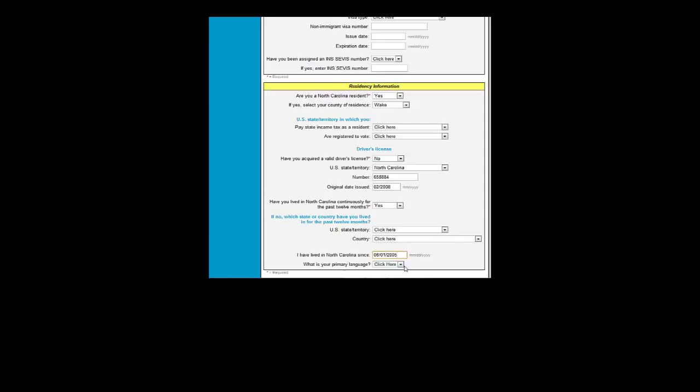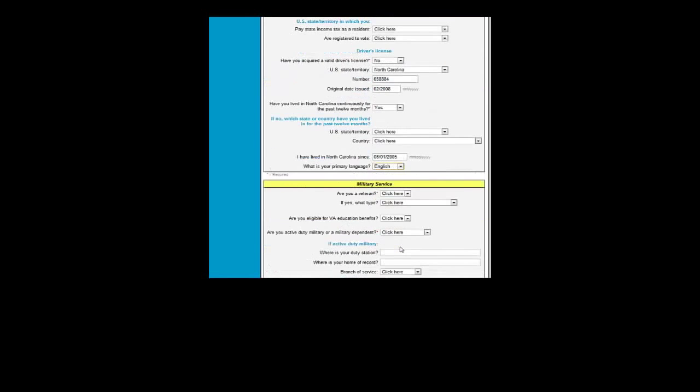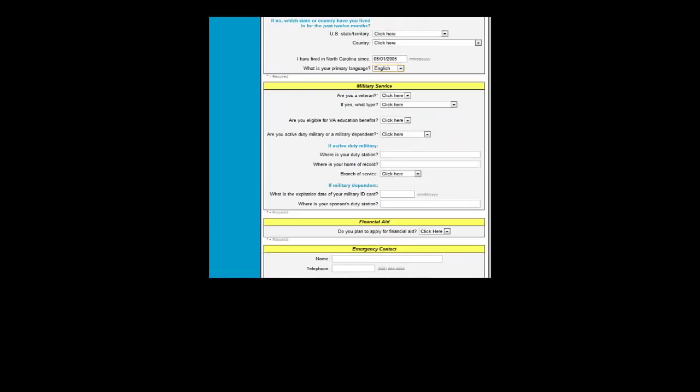Lastly, it asks your primary language. After that question, you're ready to move on to the next section on military service. The first question is, are you a veteran? Yes or no. If yes, would you fill in what type of VA benefits you're eligible for as active duty or military dependent? Many times people miss this one, but it does have an asterisk, meaning it is required. You would put neither if you're not a veteran.